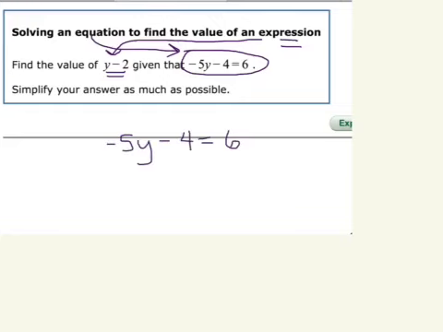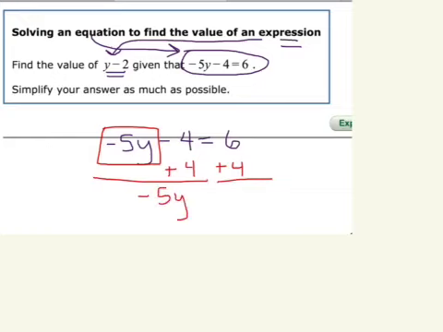So here is our equation. Negative 5y take away 4 equals 6, and we are going to need to solve that first. So we will try to isolate the negative 5y. We need that by itself, if you remember. So the first thing we're going to have to do is add 4 to both sides. And that will leave us with a minus 5y by itself on the left-hand side of the equal sign. And on the right-hand side, we have 10.